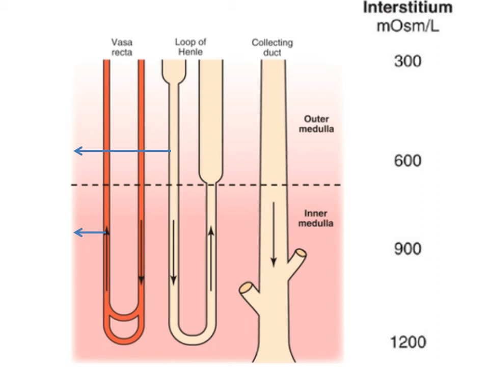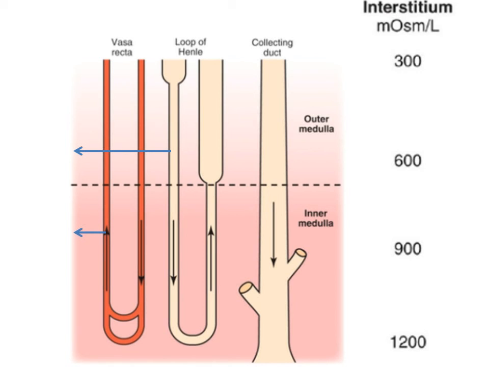In the kidney, in the nephron, there are two counter current systems. So which are the two counter currents? The counter current multiplier and the counter current exchanger. Loop of Henle is the counter current multiplier and vasa recta is the counter current exchanger.